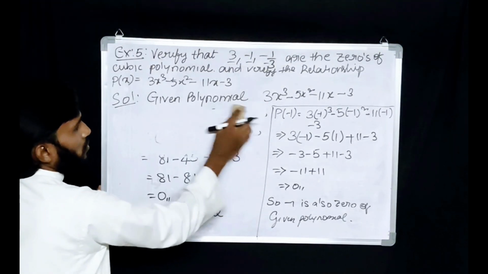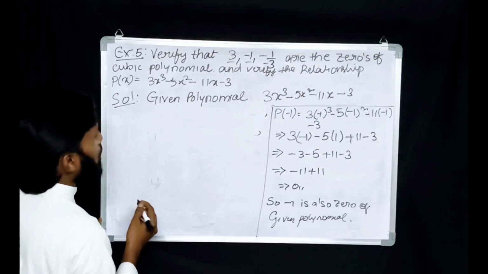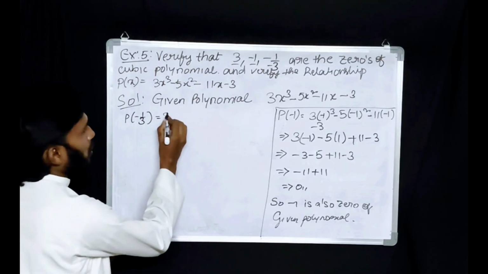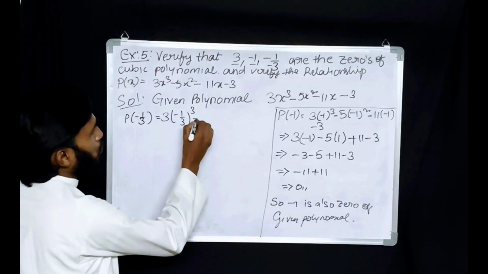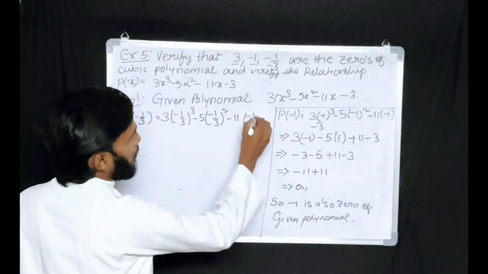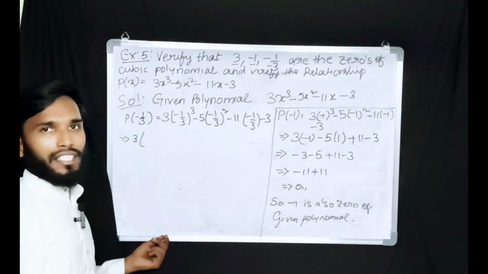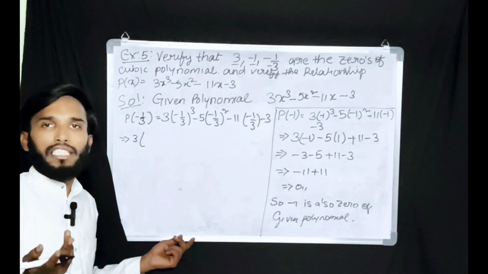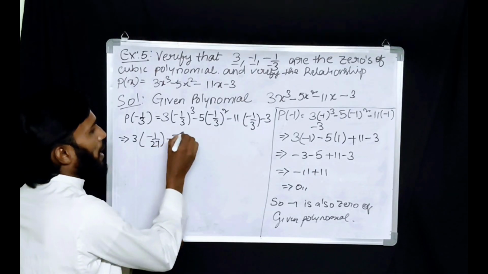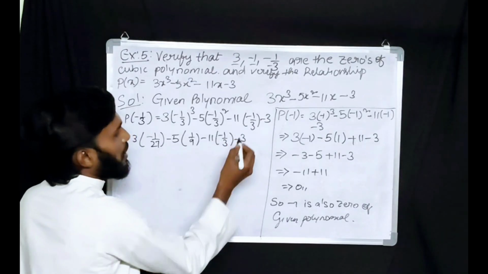Now prove the next zero they gave in the sum: minus 1 by 3. P of minus 1 by 3 is equal to 3 into minus 1 by 3 whole cube, minus 5 into minus 1 by 3 square, minus 11 into minus 1 by 3, and minus 3. So here 3 into minus 1 by 3 cube means minus 1 by 27, minus 5 into 1 by 9, minus 11 into minus 1 by 3, and minus 3.